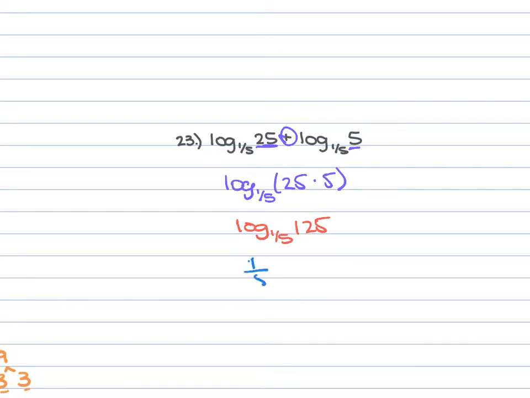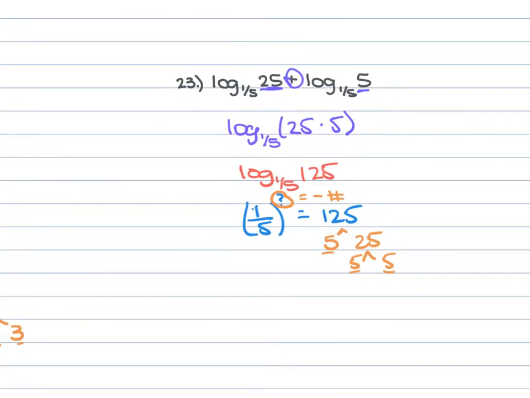1 over 5 to what power is equal to 125? So we know that in order to get this 1/5 to be a whole number, not a fraction, it's going to have to be raised to a negative power. So with that, keep that in mind. This power is going to be a negative number. So the 125 is 5 and 25. The 25 is 5 and 5. So 1, 2, 3. This is going to be negative 3.